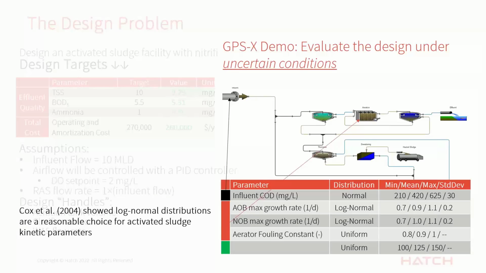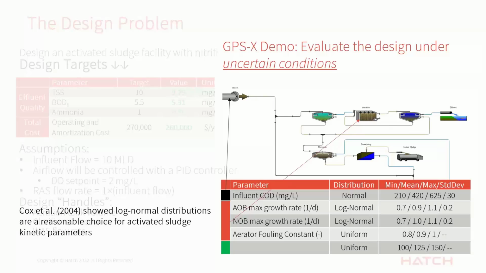Next, as we've talked about a few times already, the biomass kinetics and just things happening in the bioreactor. So in this case, I'm choosing to vary the AOB and NOB max growth rates using a log normal distribution. And we chose this distribution based on a paper by Cox from 2004, who showed that log normal distributions are a pretty reasonable choice for activated sludge kinetic parameters.